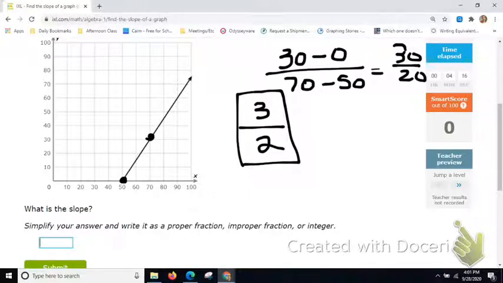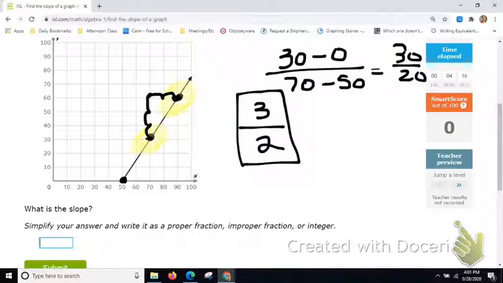Now, you might see more than 2 perfect corners. Here's another perfect corner. But notice, what if I chose this one and this one? It still goes up 3, 1, 2, 3, right? And over 1, 2. So it's still 3 over 2.